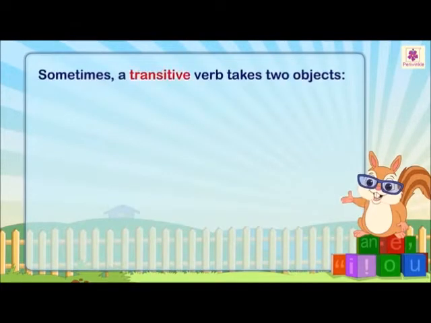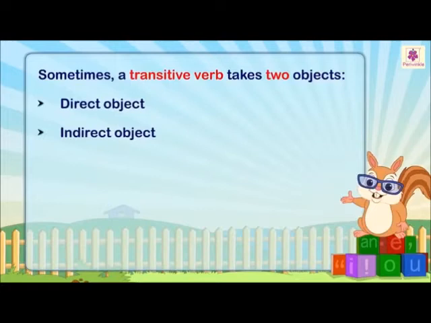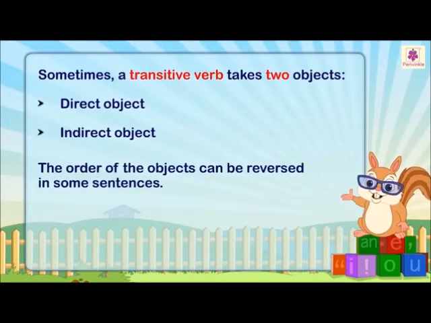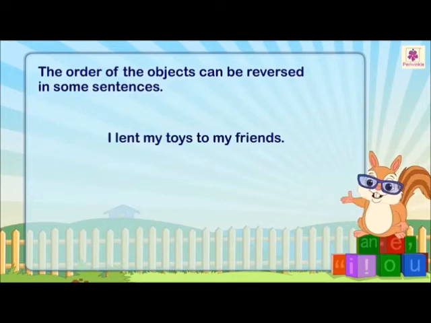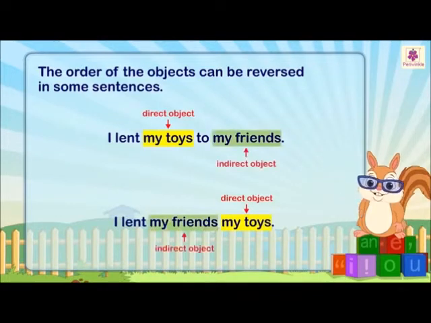Sometimes, a transitive verb takes two objects, a direct object and an indirect object. The order of the objects can be reversed in some sentences. For example, I lent my toys to my friends. I lent my friends my toys. Here, my toys is the direct object and my friends is the indirect object.